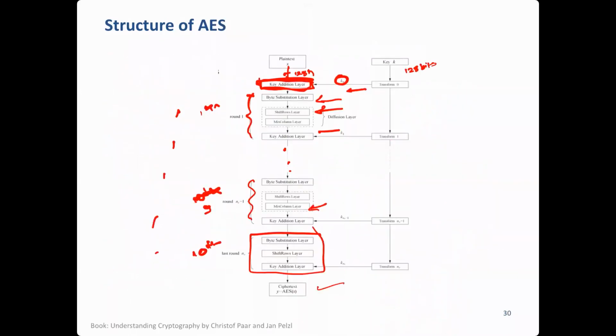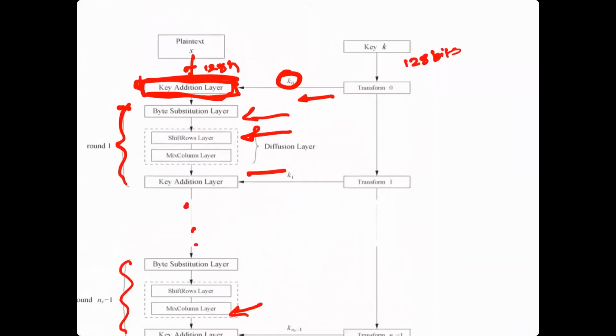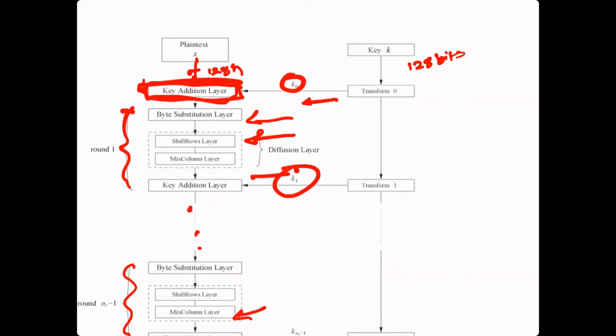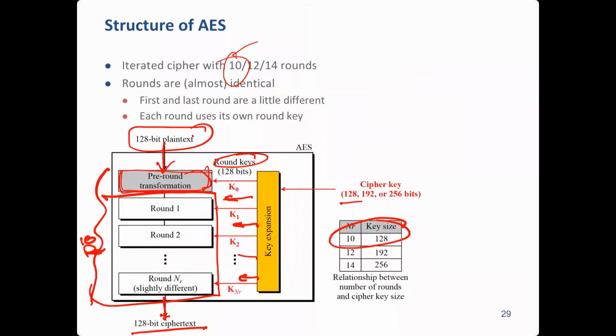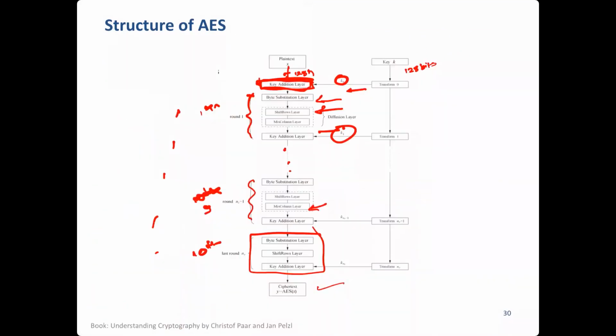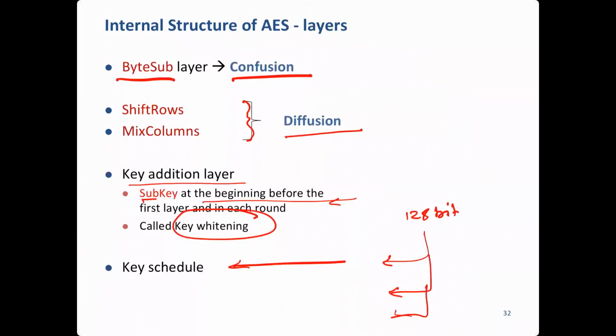As we have seen here, these subkeys we also call round keys. And note that each round key is also 128 bits, the same size as the initial key.